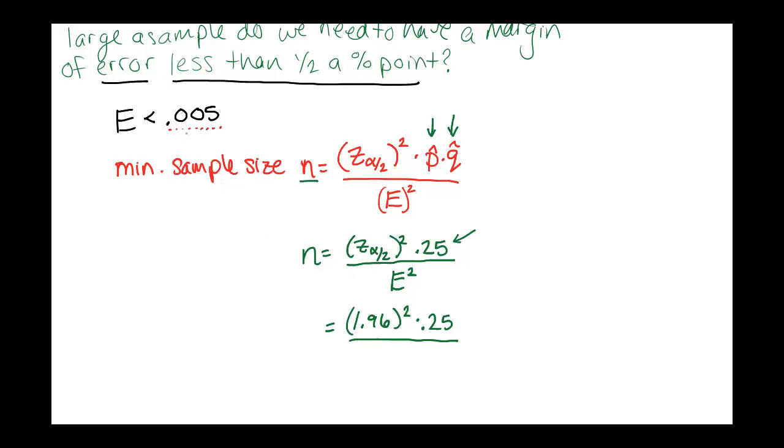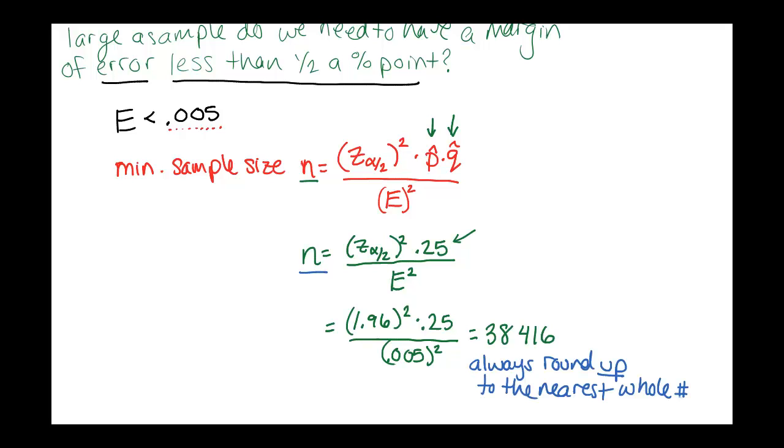and then here we're using that error value. We wanted our error to be no more than 0.005. So if we put all this in, we're getting a number here, 38416. And this is a sample size, which means this has to be a whole number. So we're always going to round up to the nearest whole number. We always round up because we want to make sure we have enough people.